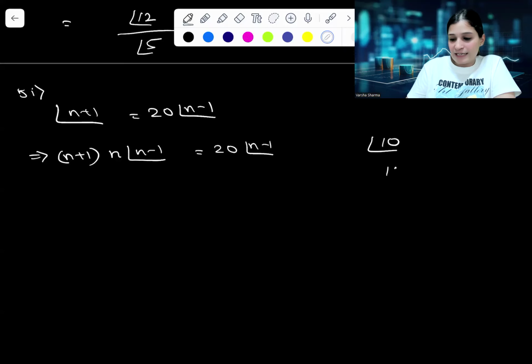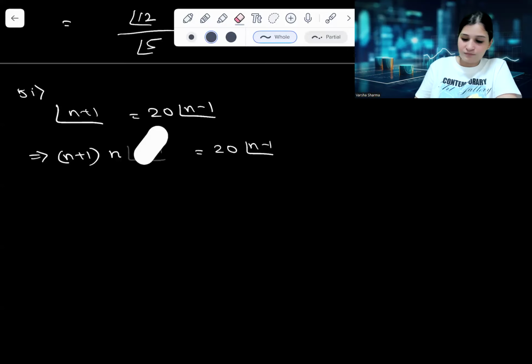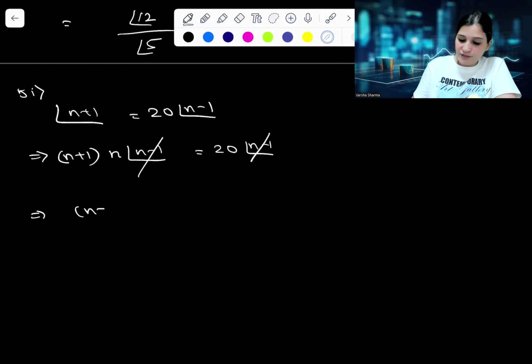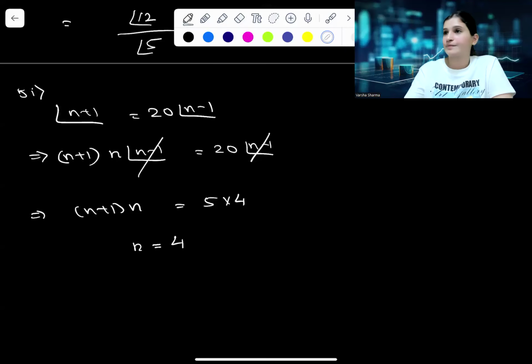If it is factorial 10, we write 10, then 10 minus 1, 9, 9 minus 1, 8, and so on. So here n plus 1 factorial, then minus 1 n, again minus 1 n minus 1. (n minus 1) factorial gets cancelled. Here I have two consecutive numbers, and 20 can also be written as 5 into 4 or 4 into 5. So left hand side the smaller number n, the right hand side the smaller number 4.